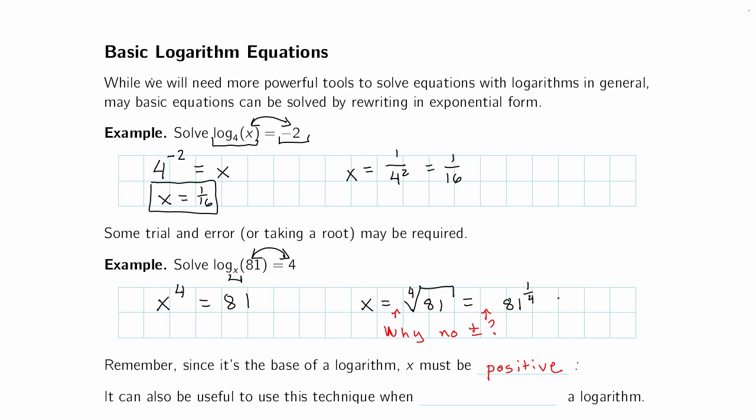So that means that I only need to look at the positive root. Right? This can only be a positive root, which means the only solution is, well, the 4th root of 81. You can do that on your calculator if you like. It's x equals 3.